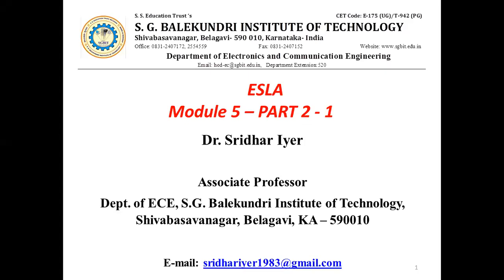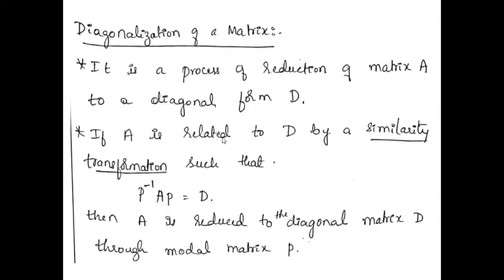So good morning, everyone. We'll start with the second part of module 5. Yesterday we looked at eigenvalues and eigenvectors and how to calculate them. Before that, we've seen the basic properties of determinant and the LDU decomposition. Today we'll look at another important concept in regard to determinants, that is known as diagonalization of a matrix. So how do you diagonalize a matrix?